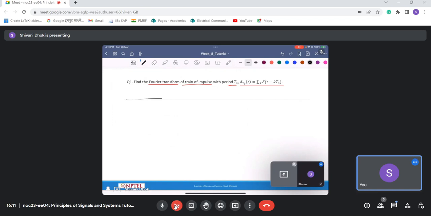So let us first sketch this signal. Let's say this is my time axis. This is 0, T naught, 2 T naught, 3 T naught, and so on. This is minus T naught, and so on.